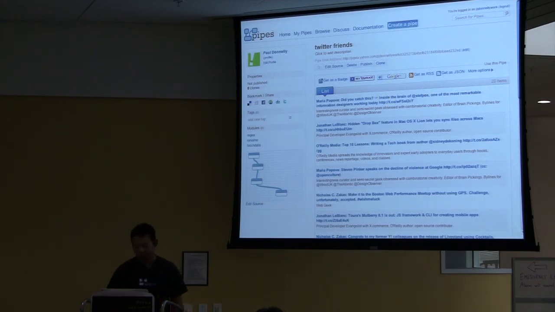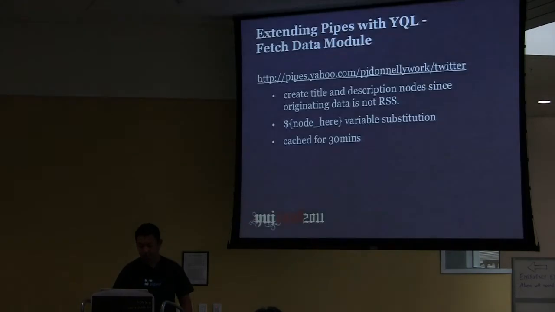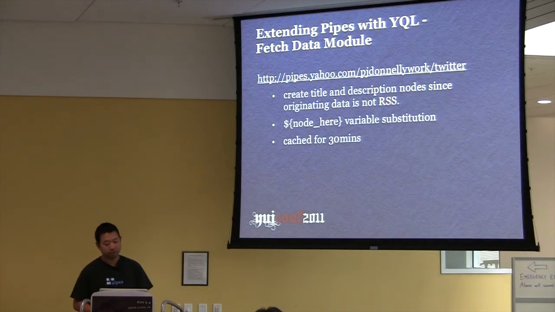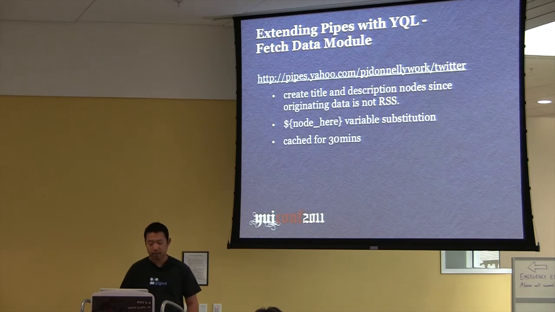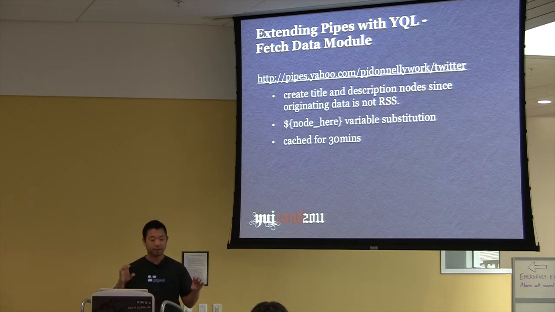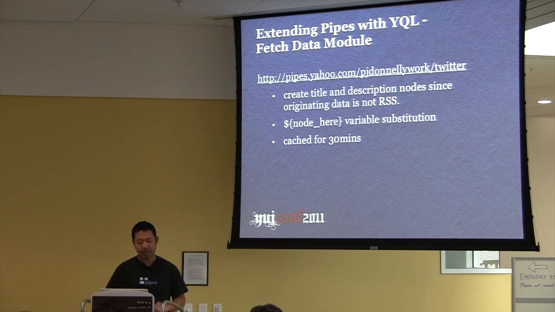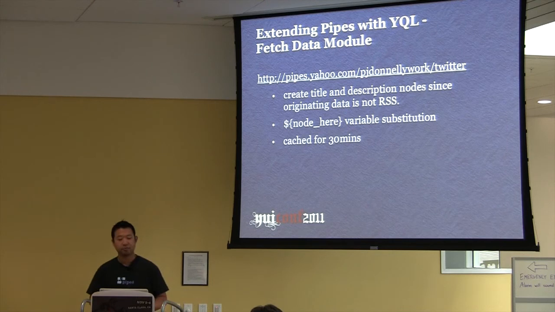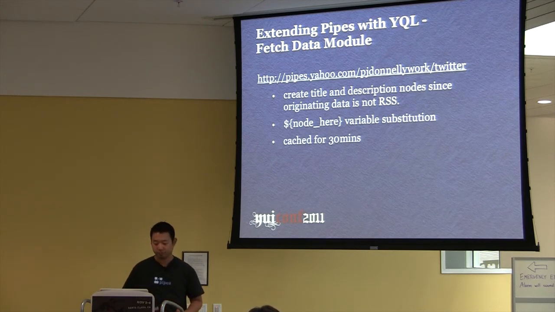So that's how you go about using the fetch data module. This is the link to that example. Again, because we're not dealing with RSS data, we need to create the title and description nodes. You can use the $ curly brace node here, variable substitution, to find those nodes and construct the data that you want using the regex module. And Pipes actually caches data for 30 minutes, so it's not exactly real time, but it's still pretty current.